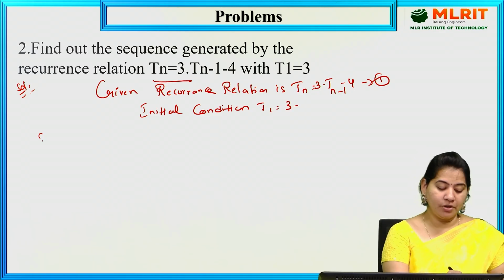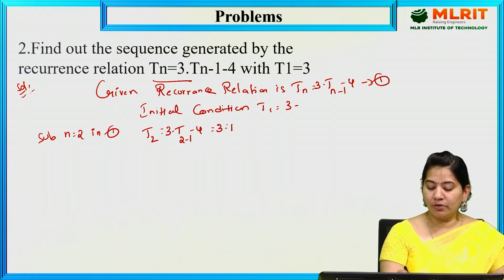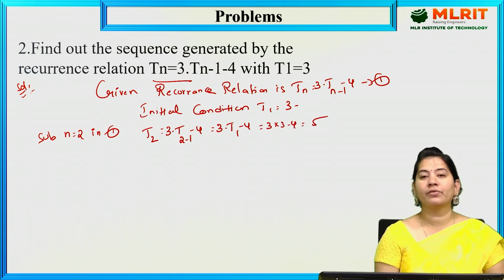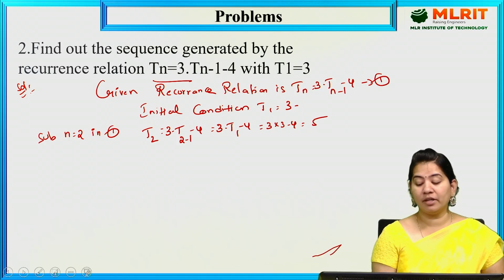Now substitute n is equal to 2 in equation 1, so that you will get T2 is equal to 3 into T2 minus 1 minus 4, which is nothing but 3 into T1 minus 4. So 3 into 3, 3 threes are 9, minus 4 is 5. As we know, the T1 value is already given as 3, so 3 into 3 is 9, minus 4 is equal to 5.